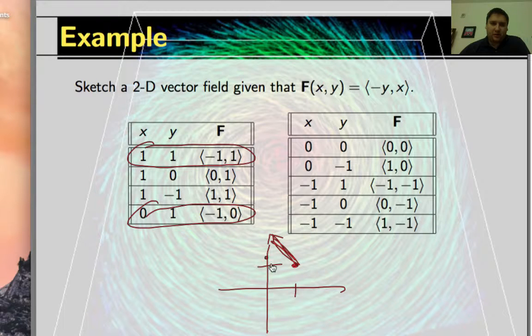Let's do this one. So at the point 0 comma 1, that's this point right here, my vector is negative 1 comma 0. So that means I'm going 1 unit to the left and 0 units up or down. So it's going to look exactly like this, right?